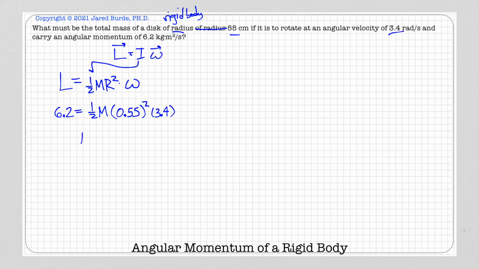Now we can solve here to find the mass. And we find that the mass should be 12.06. Mass should be measured in kilograms, and we should round this to significant figures. So we need this disk to have a mass of about 12 kilograms, so that when it rotates at a certain speed, it carries a certain angular momentum.